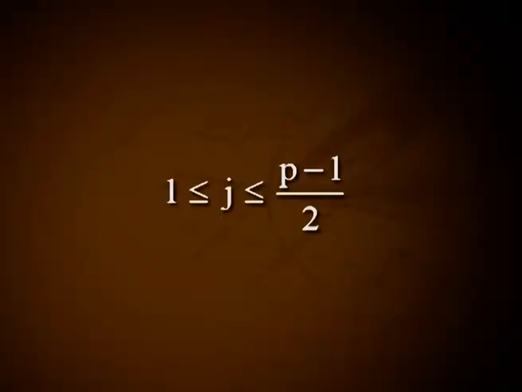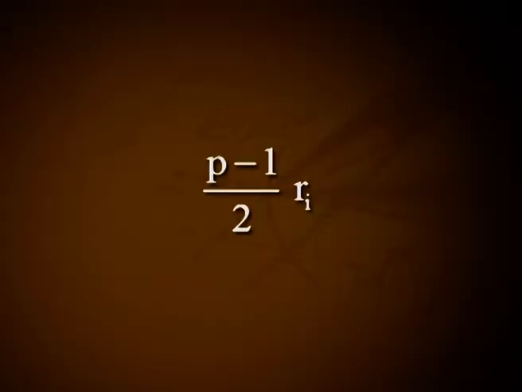Let r₁, r₂, etc., r_{p−1} be any reduced residue system mod p. If rᵢ is a quadratic residue mod p, then rᵢ ≡ j² mod p for some j, 1 ≤ j ≤ (p − 1)/2. Hence, exactly (p − 1)/2 of the rᵢ can be quadratic residues and the remaining must be quadratic non-residues.